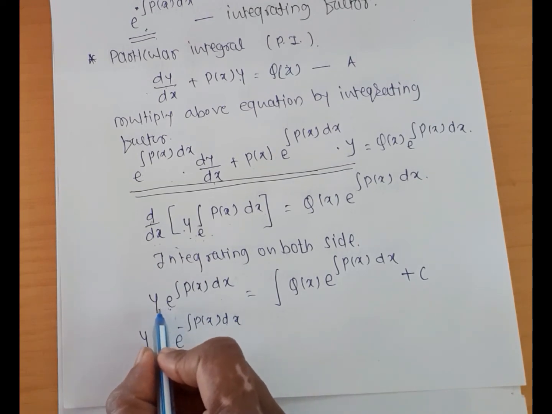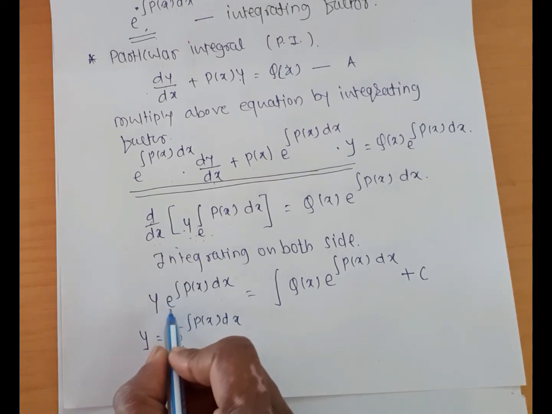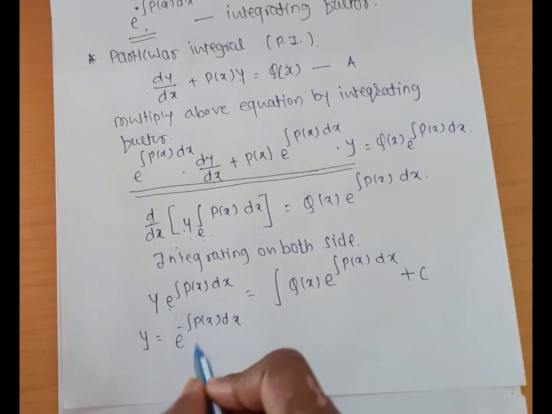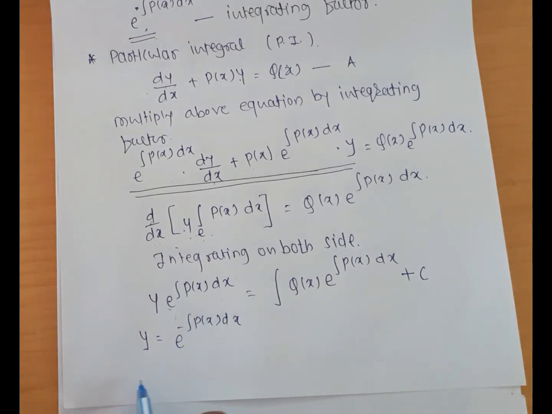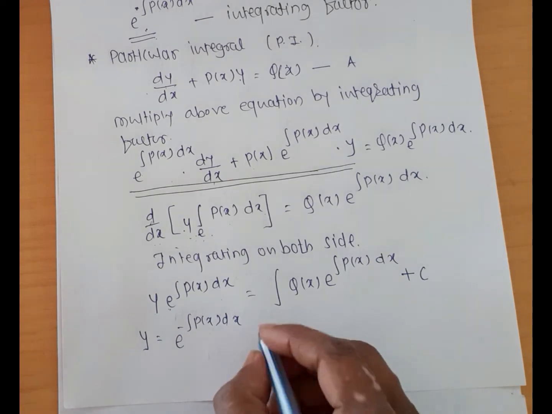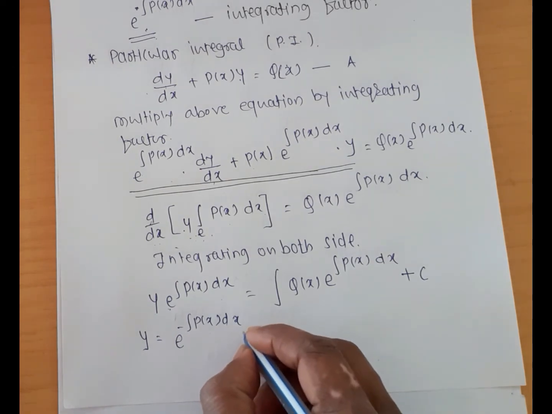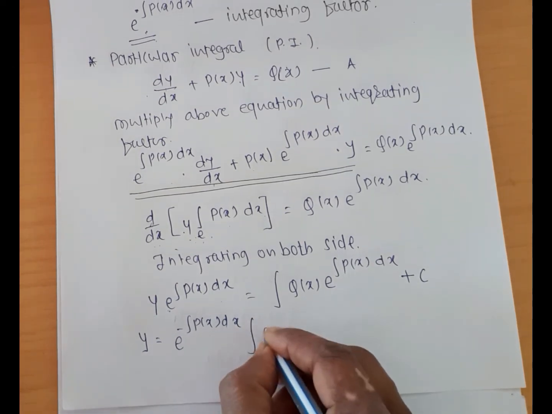Because this term is multiplied here, it goes to the opposite side and will be divided, that is 1 upon e raised to p of x dx. But this 1 upon e raised to p of x dx is written in terms of e raised to minus p of x dx. Okay, minus p of x dx into q of x.